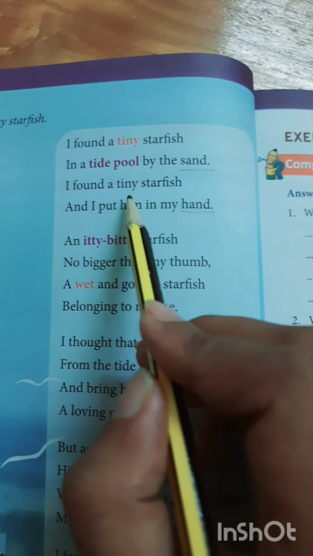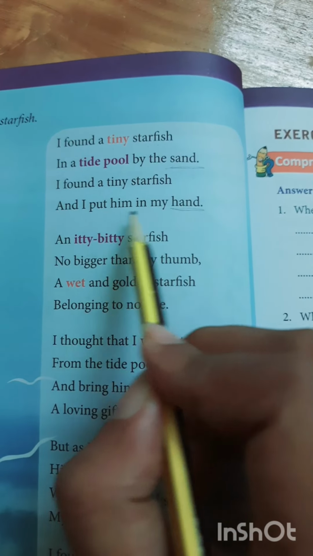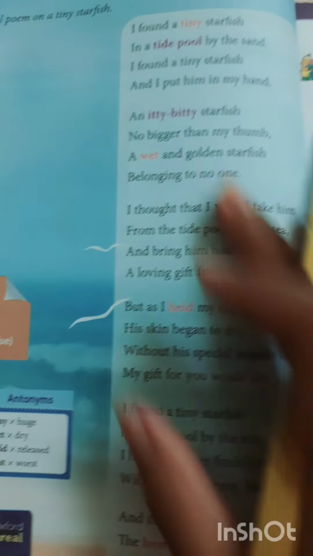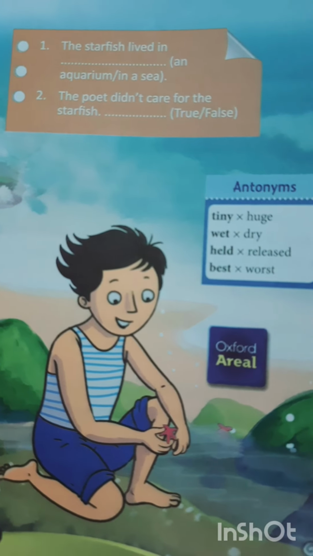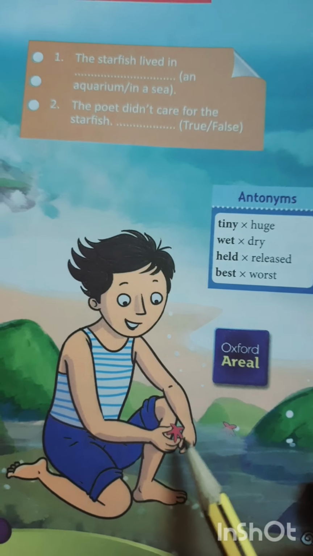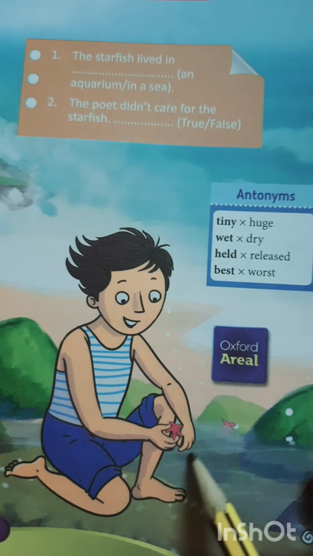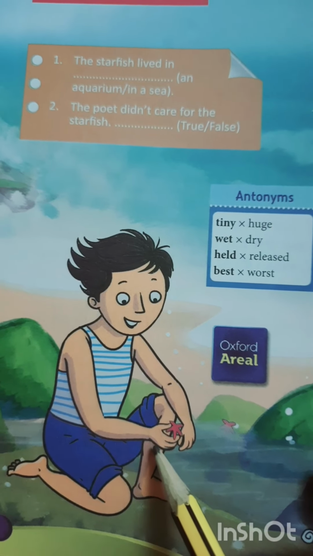Yes, after finding the starfish, he put him in his hand. Okay, now look at the picture. Yes, he said so, right? I put him in my hand. He is holding the tiny starfish in his hand. Right, children? Yeah, that's good.